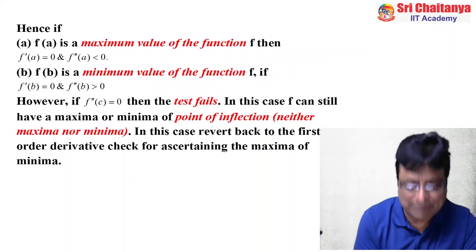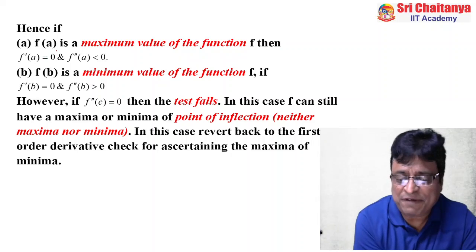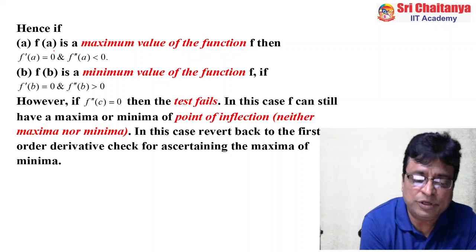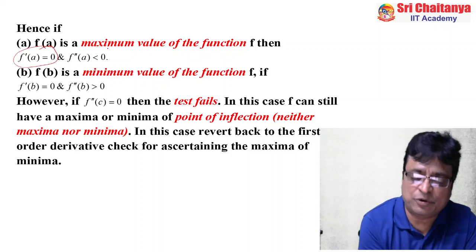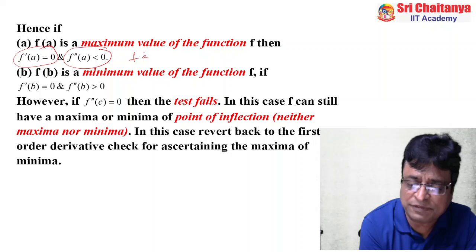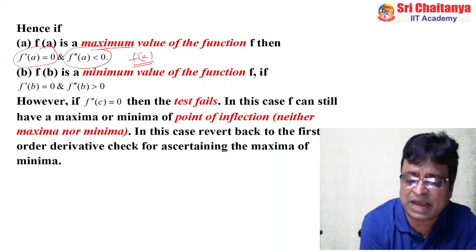And suppose f of a is the maximum value of the function. Then at that particular point, the first derivative is 0 and the second derivative is less than 0, and the value of the function f of a is called the maximum value.